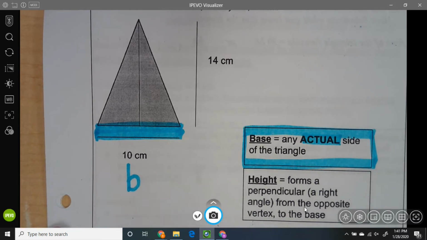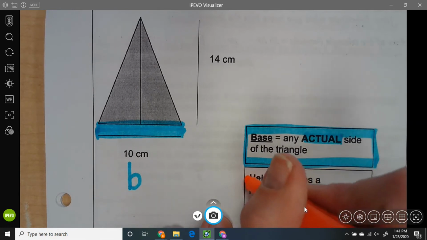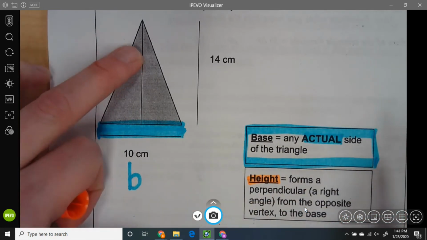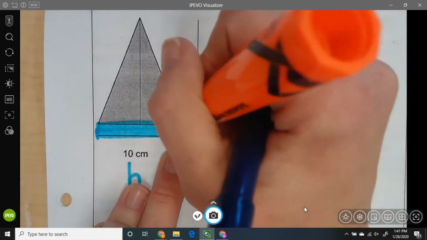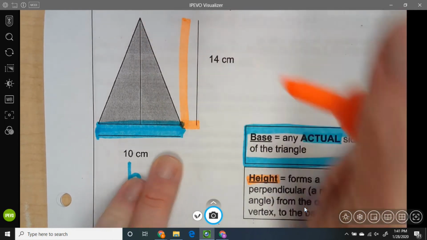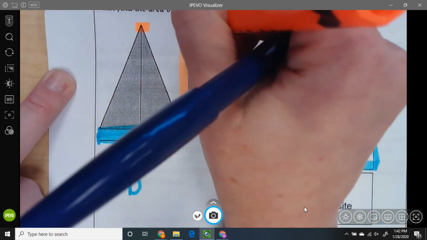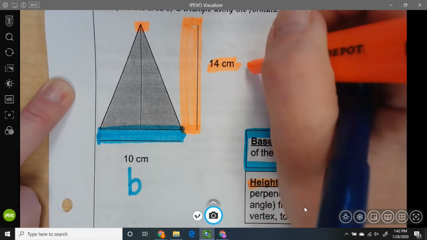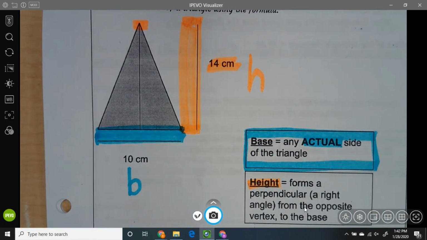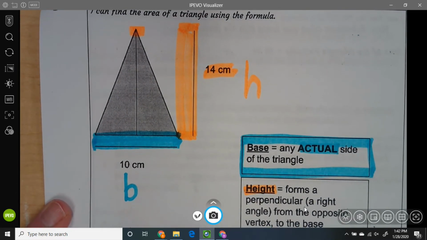And then the height, it forms a perpendicular, which is a right angle, from the opposite vertex and then to the base. So it's wherever it meets the base, so right there, and then it goes to the opposite corner. So here's the opposite corner to the base. So that would be right there, and that's that 14 centimeters. So this would be our height, which I would label with a lowercase h. And then remember our area of the triangle formula is 1/2 base times height, or I can use base times height divided by 2.